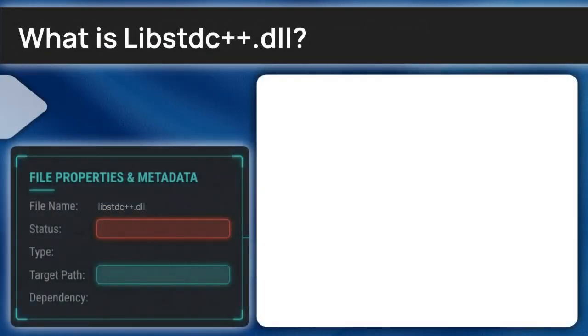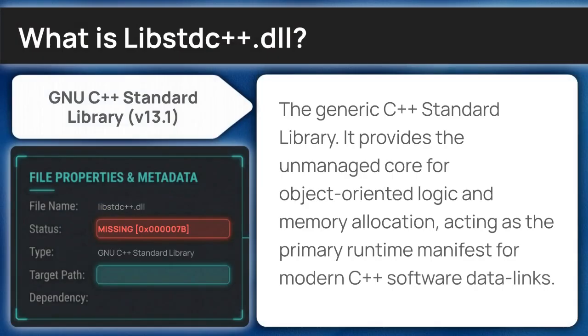This is the Libstdc++, the generic C++ standard library. It provides the unmanaged core for object-oriented logic and memory allocation, acting as the primary runtime manifest for modern C++ software data links. Since we've identified what's missing, let's try the official recovery method.